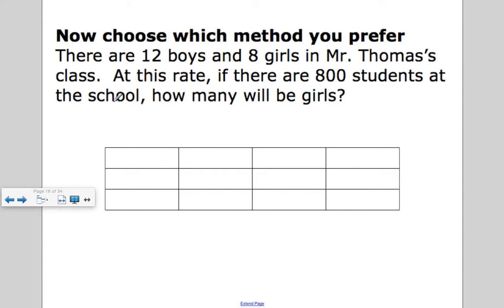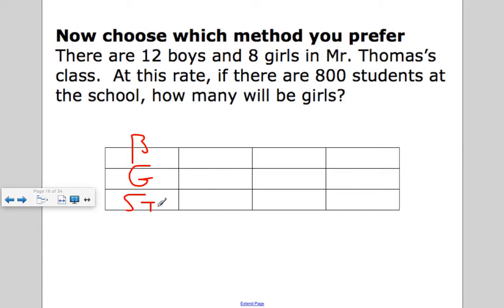Or 2 hours. So now choose which method you prefer. Do you like tables or proportion? I like both. But sometimes I like table because it's a little more straightforward and there's a lot more room to work with. There are 12 boys and 8 girls in Mr. Thomas' class. At this rate, if there are 800 students, how many will be girls?